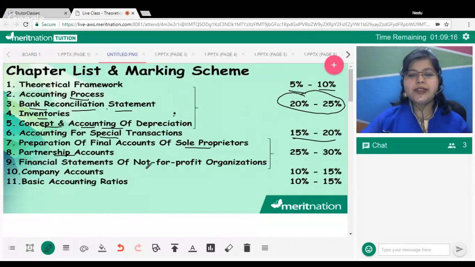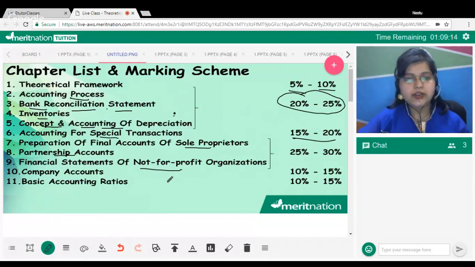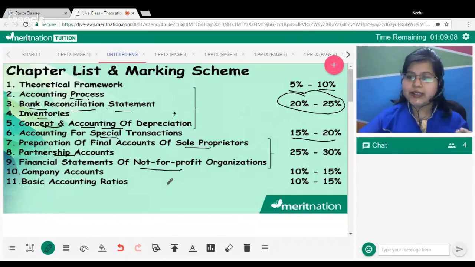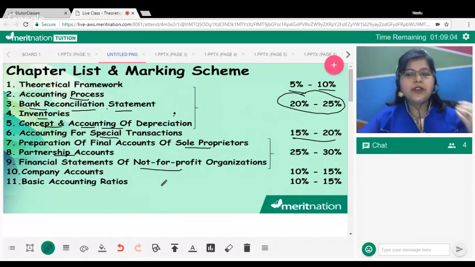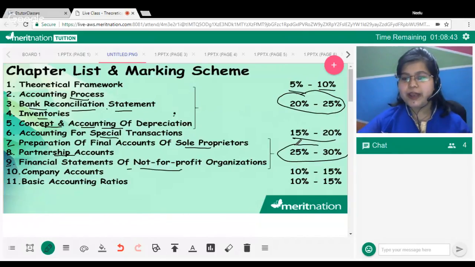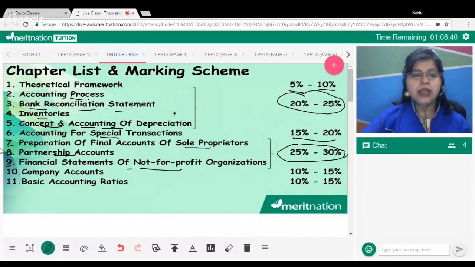Then we have financial statements for non-profit organizations or not-for-profit organizations. Here we are going to talk about the financial statements of any organization which does not have profit as the primary objective. That means it would apply to libraries, clubs, societies, NGOs, all of them. All these chapters, that is chapters 7, 8, and 9, combined would make up 25 to 30% of your paper.